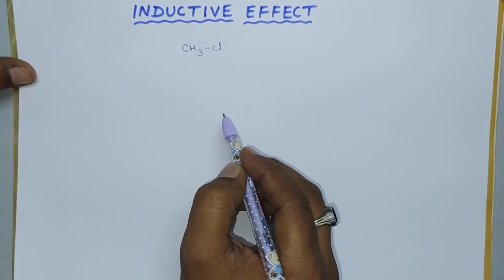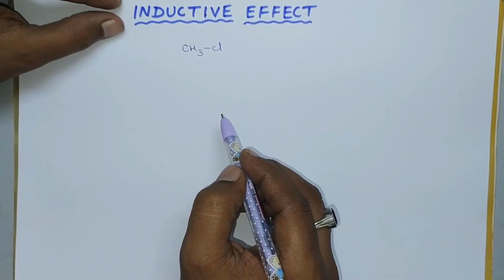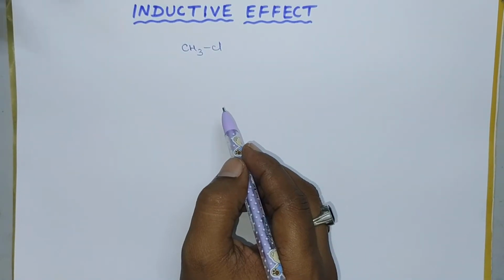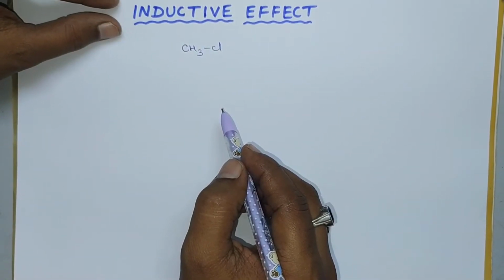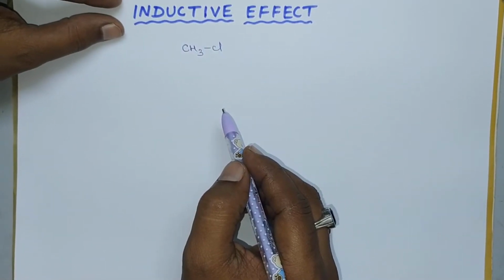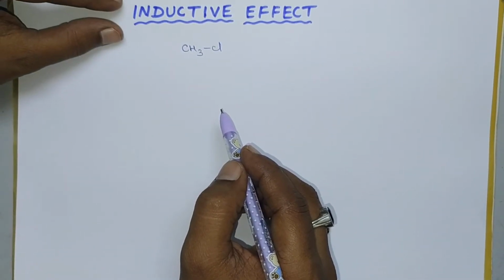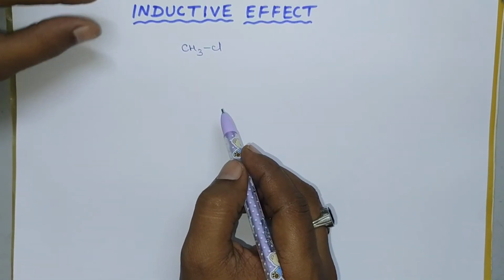CH3Cl. The inductive effect is one of the electronic effects. The electronic effects involve the displacement of electrons, whether sigma electrons or pi electrons. The inductive effect is a permanent effect which involves the displacement of sigma electrons only.